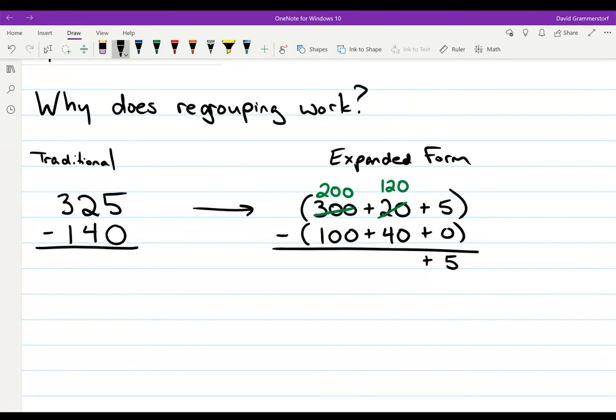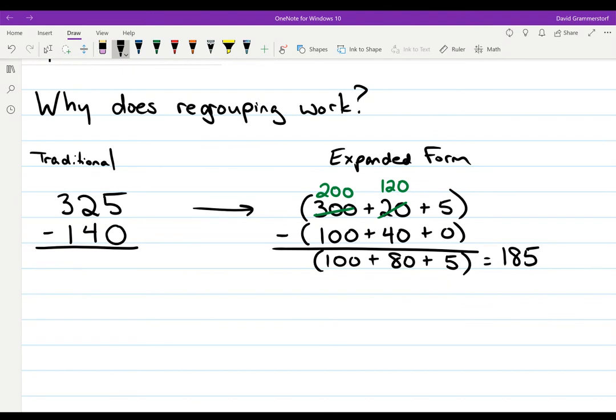Can I do 120 minus 40 now? Sure I can. It's 80. Can I do 200 minus 100? Absolutely. And this is our answer in expanded form. If I want to rewrite it in standard form, I'm just going to do this. Now, what we do in the traditional method is really the exact same math.